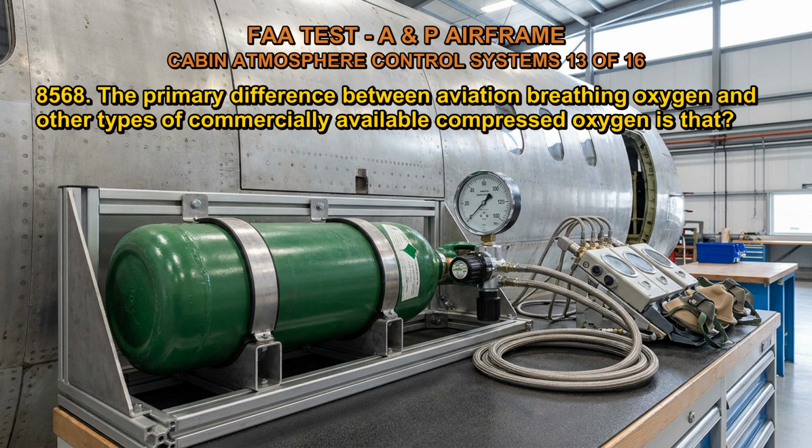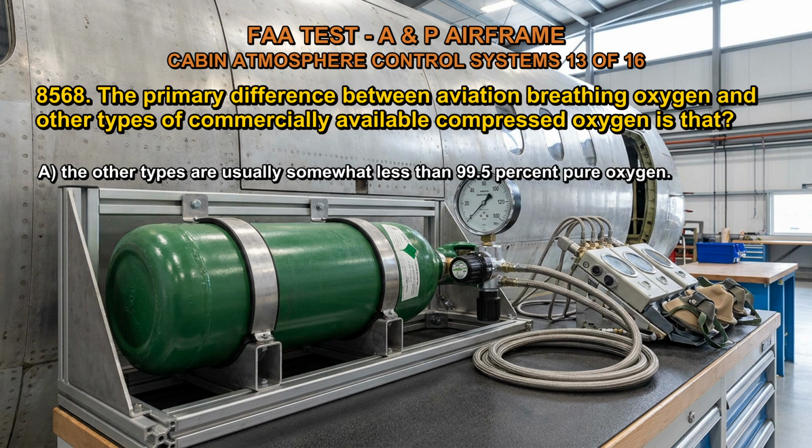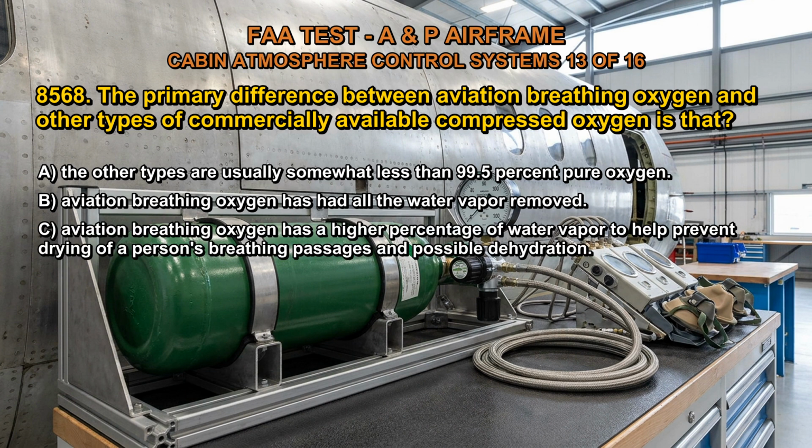8568. The primary difference between aviation breathing oxygen and other types of commercially available compressed oxygen is that A. The other types are usually somewhat less than 99.5% pure oxygen. B. Aviation breathing oxygen has had all the water vapor removed. C. Aviation breathing oxygen has a higher percentage of water vapor to help prevent drying of a person's breathing passages and possible dehydration.